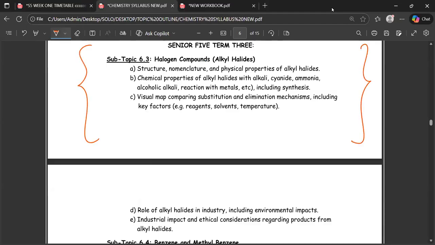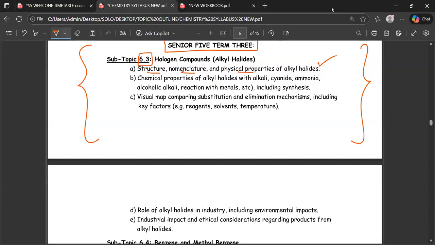Okay. Now, it is subtopic 6.3 and it is senior 5 term 3 work. So it is a senior 5 topic. You listen. Structure, I've talked about it. Nomenclature, I've talked about it. Physical properties, I've talked about them. That's what the syllabus wants. But we are including isomerism because I know it's part of structure. The occurrence and sources, those are just good to know.